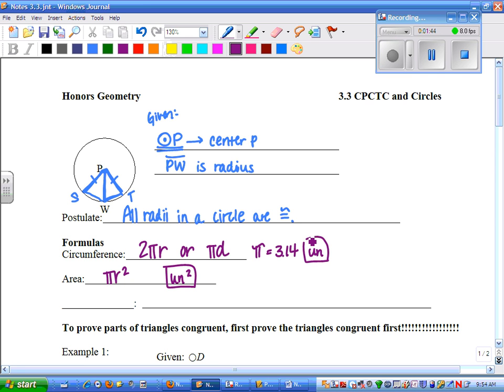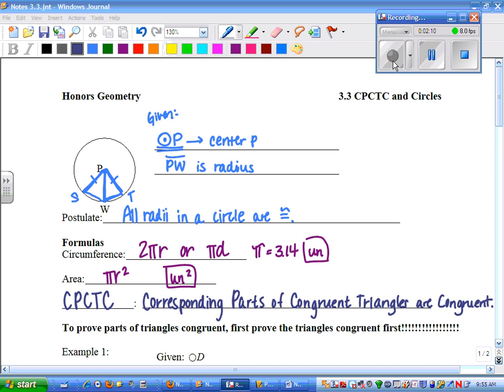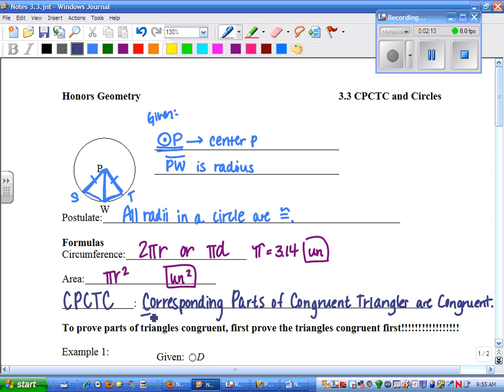All right, on to CPCTC. CPCTC stands for corresponding parts of congruent triangles are congruent. So corresponding is our first word. Parts, for the second P, of congruent triangles are congruent. So corresponding parts of congruent triangles are congruent.